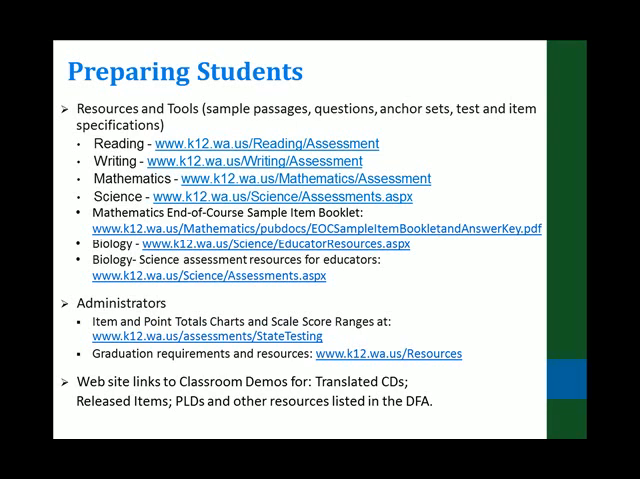Included in the online resources are sample passages, questions, anchor sets, test and item specifications, point total charts, scale score ranges, information on graduation requirements, and demos for use with students who will be using a translated CD. More links to resources can be found in the directions for administration.